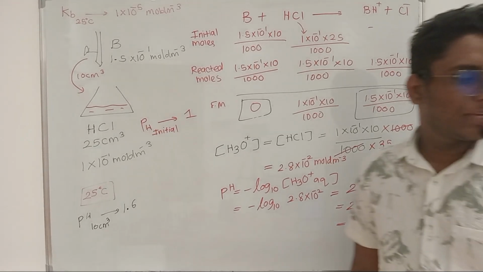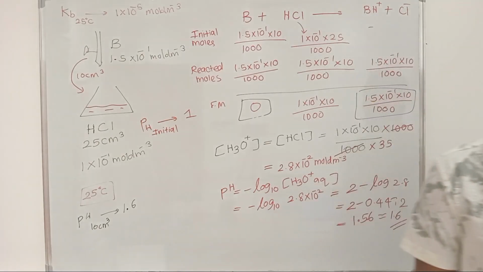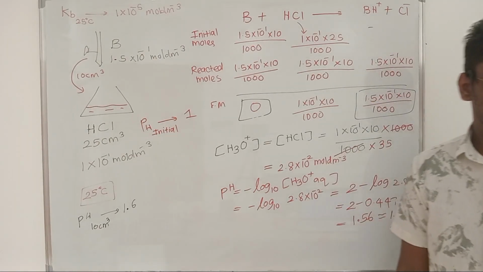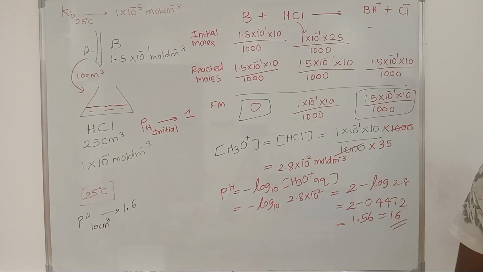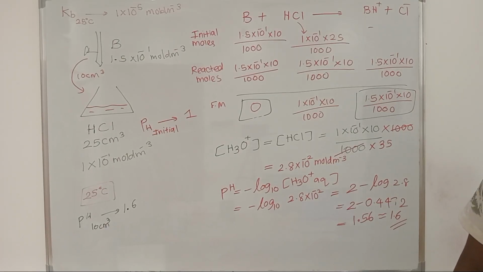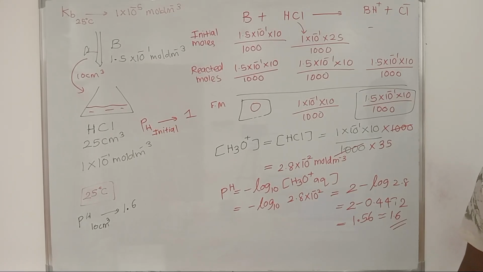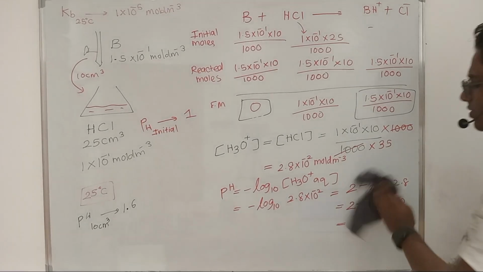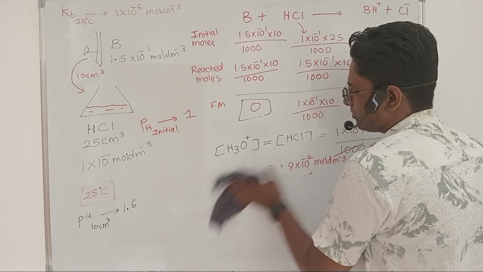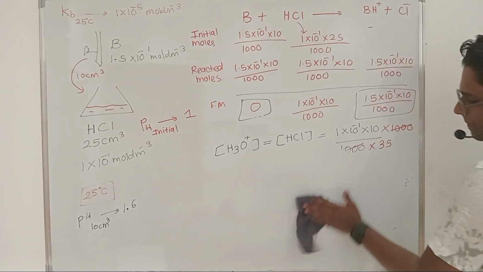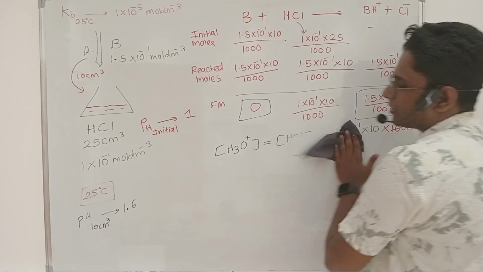Calculate the volume of the weak base solution required to reach the equivalence point. They are asking the volume of the weak base required to reach the equivalence point, right? What is the equivalence point? What do you mean by equivalence point?